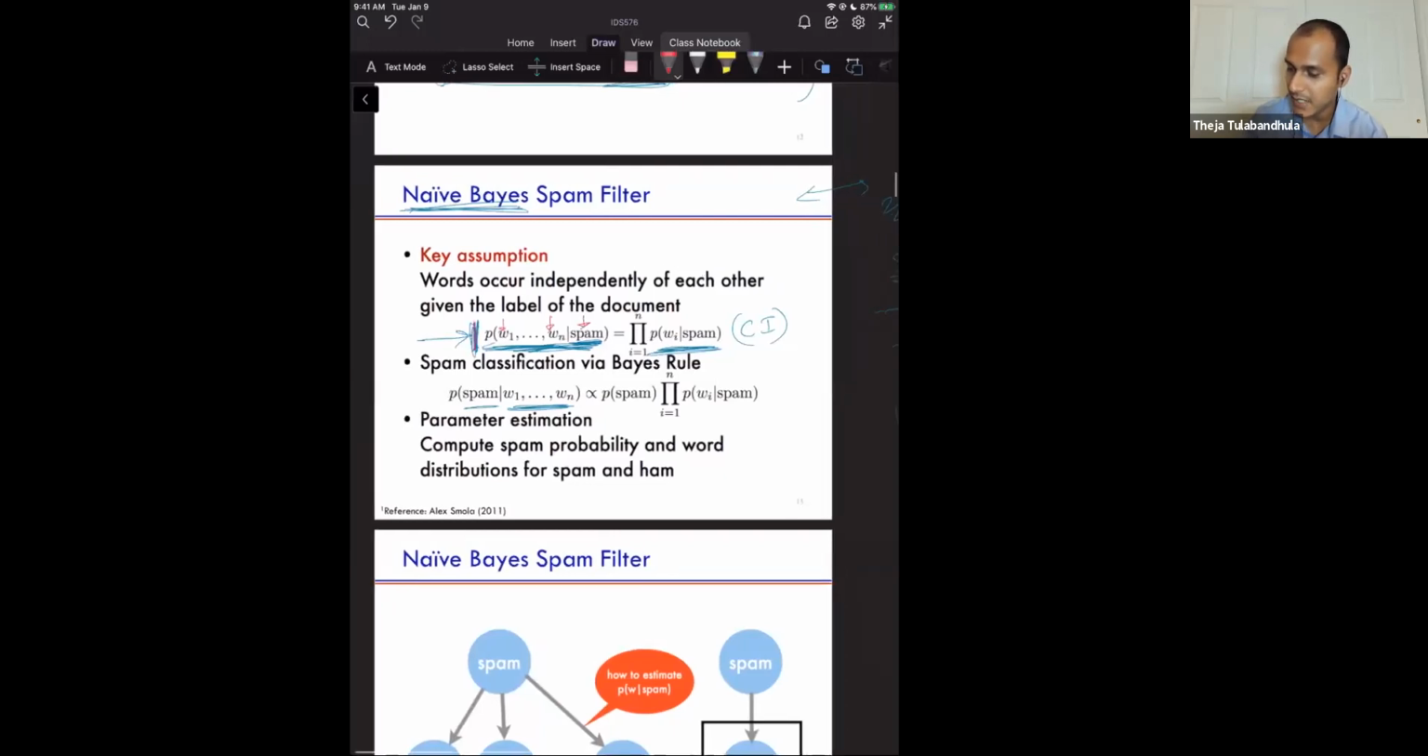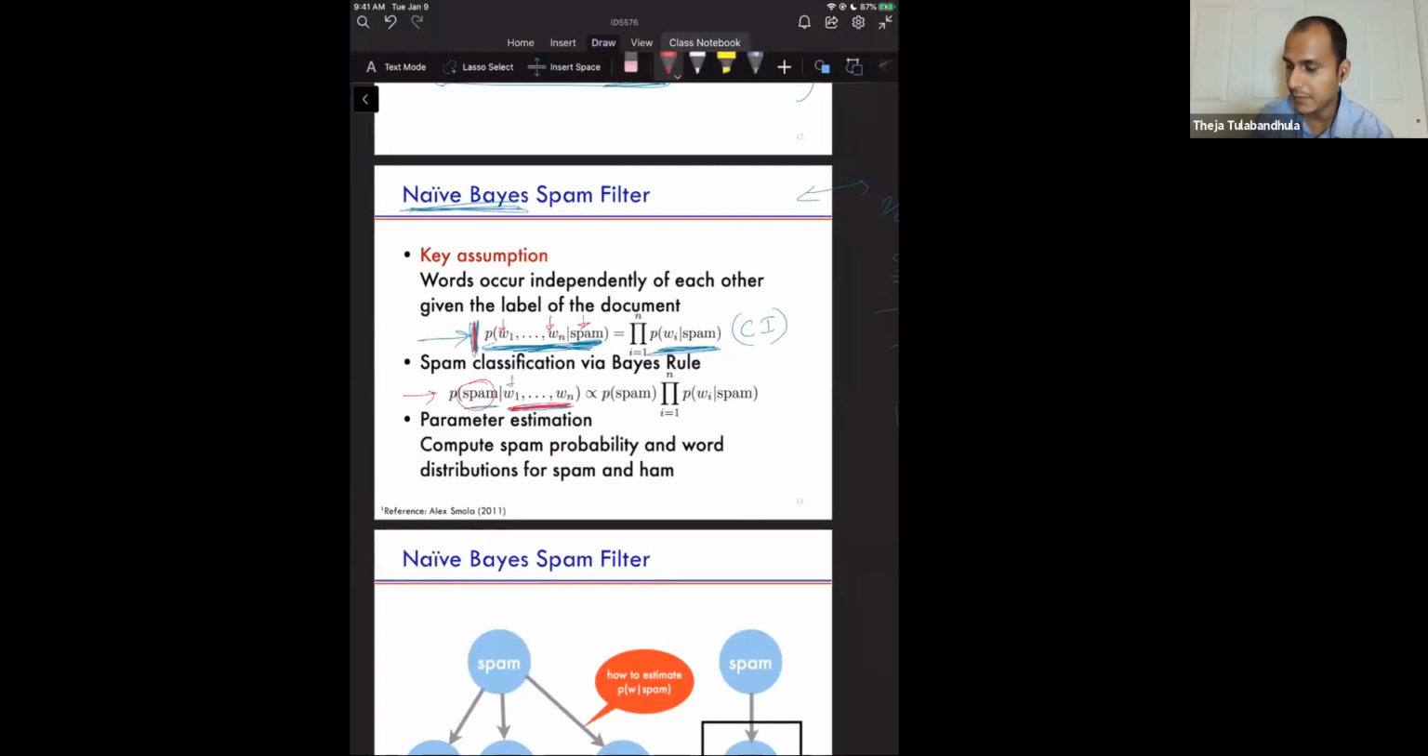So we make this assumption, and then we come back to our question, which is: what is the probability of the random variable spam being equal to 1? Let's say the random variable spam equal to 1 means it's spam, and equal to 0 means it's not spam, given that these words occur.